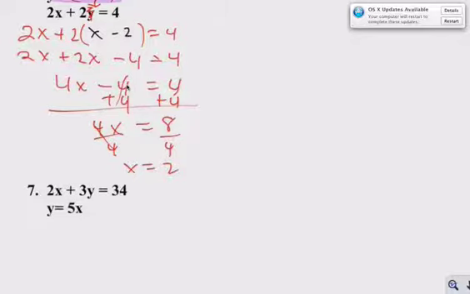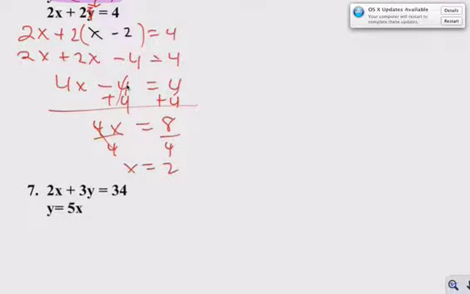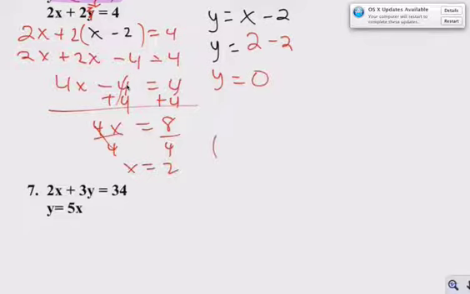Okay, I'm going to use the first one because it's easier. This slope-intercept form is always easier than standard form. Y equals x minus 2. Okay, so we substitute x is 2, minus 2, y equals 0. So this 2, 0 could be your answer.